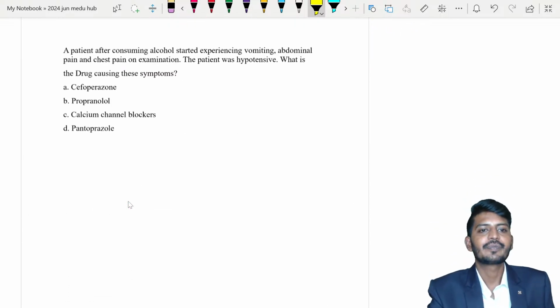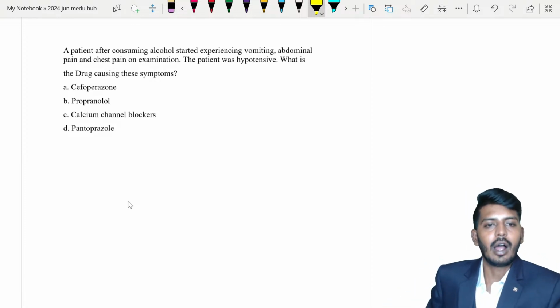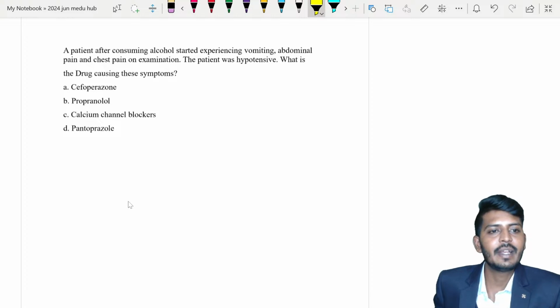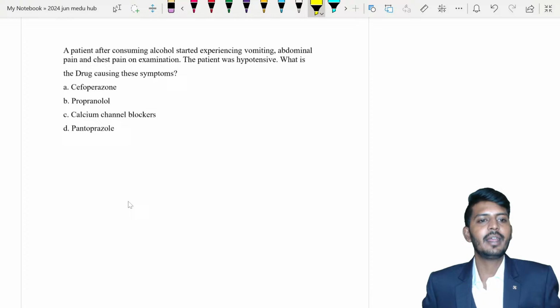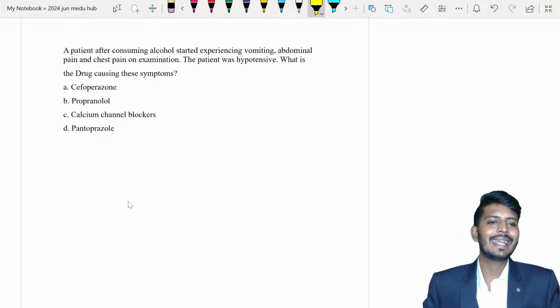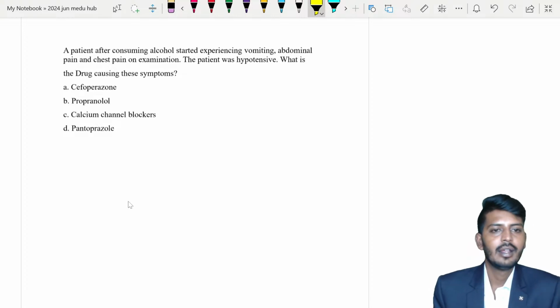Okay, so a patient after consuming alcohol started experiencing vomiting, abdominal pain and chest pain. On examination, the patient was also hypotensive. What drug can cause these symptoms? Okay, so the options are cefoperazone, then we have propranolol, calcium channel blocker and pantoprazole. Okay, come on, tell me.